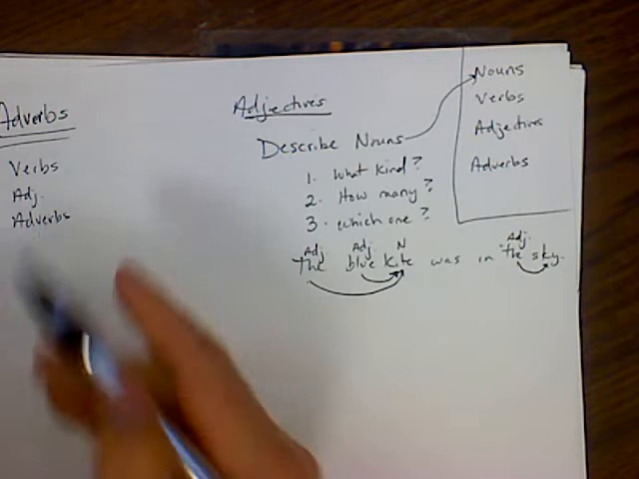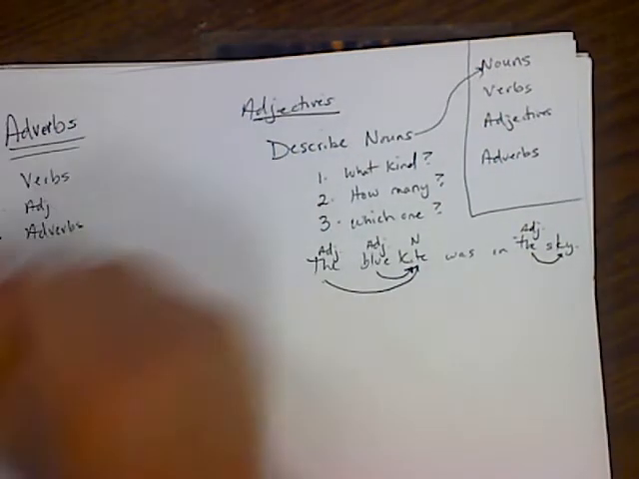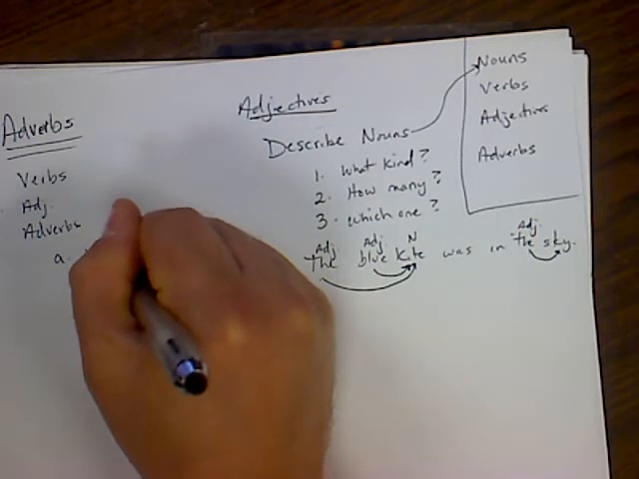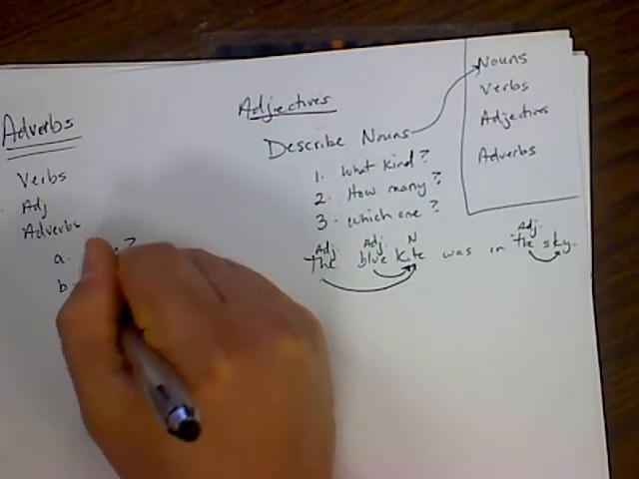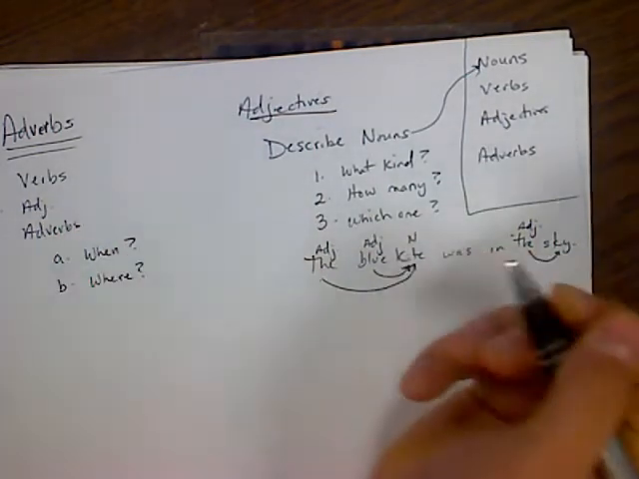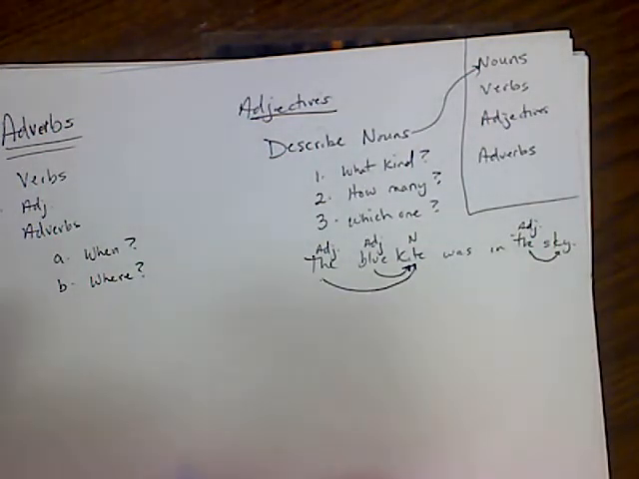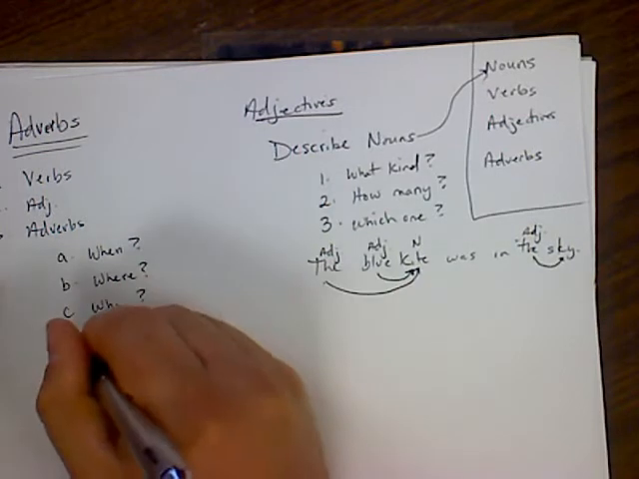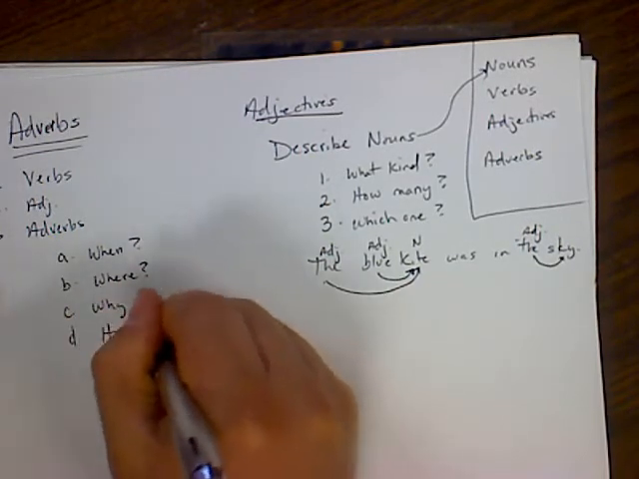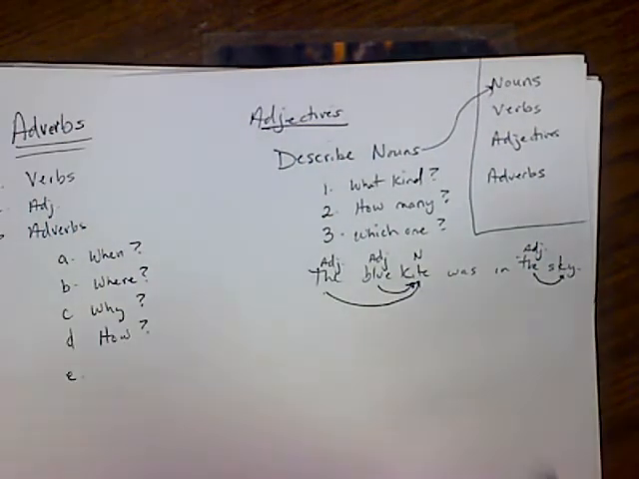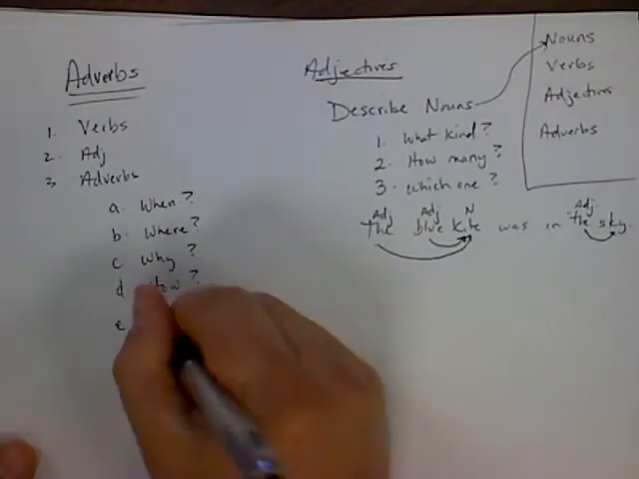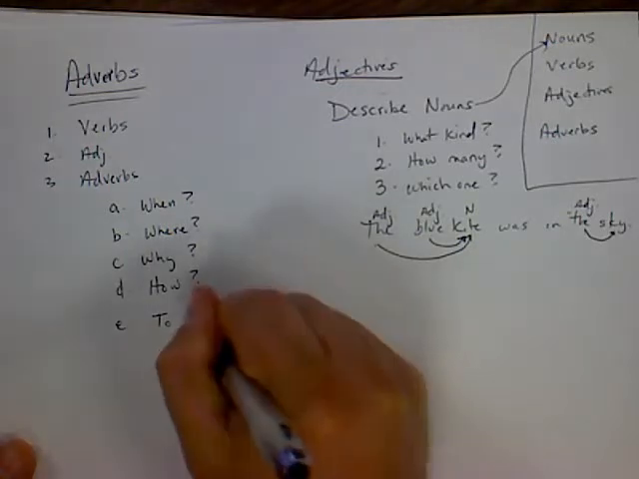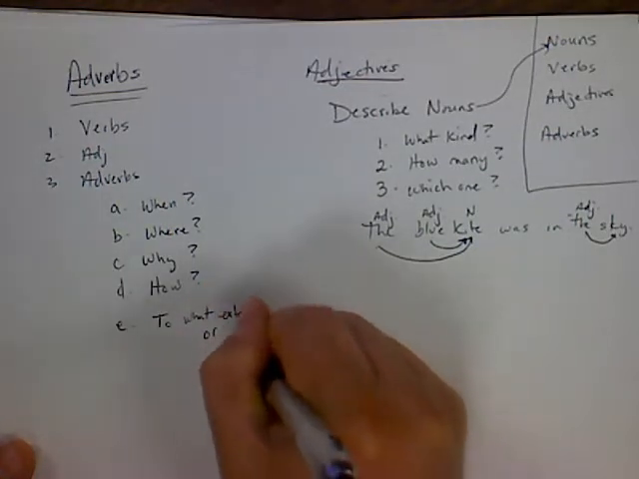Going back to adverbs, there are 5 questions that you need to remember. I'll do these in letters. The first one is when. We have a where. There's 3 W's if you use that as a way to remember this. When, where, why. There's an H, a how. And then the last one is somewhat the most complicated. It's to what extent or degree.